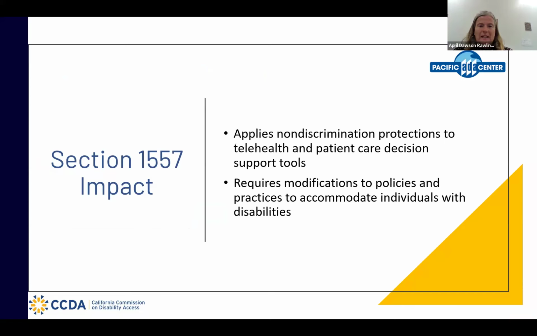Thanks, Jan. And it's important that this also covers telehealth and patient care decision support tools. It requires healthcare organizations to provide modifications to policies and practices to accommodate individuals with disabilities. So I'm a wheelchair user. A living example of that is that every 2 years, I get a mammogram. I was able to go to my healthcare organization a couple of weeks ago and wheel right up to the mammography machine, and it was fully accessible for my wheelchair.